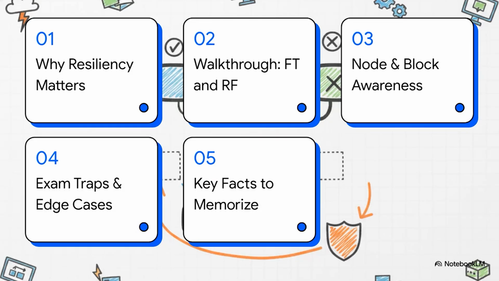Here is our blueprint for today. We will quickly cover why resiliency matters, walk through fault tolerance and replication factor, discuss node, block, and rack awareness, hit those sneaky exam traps and edge cases, and wrap up with the key facts you absolutely need to memorize.